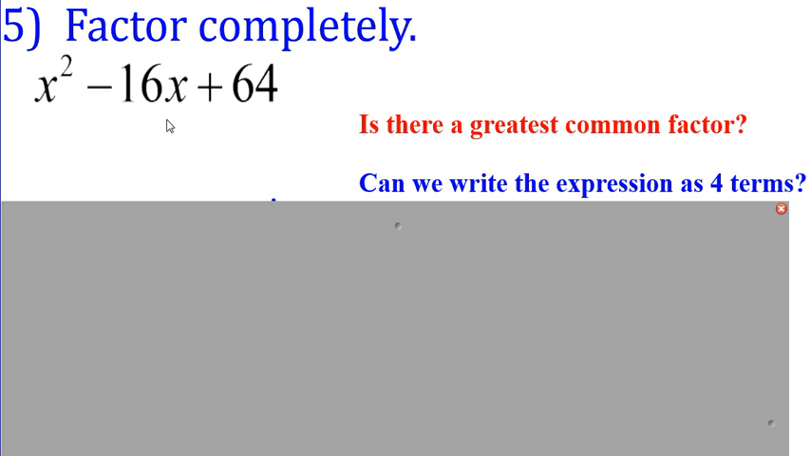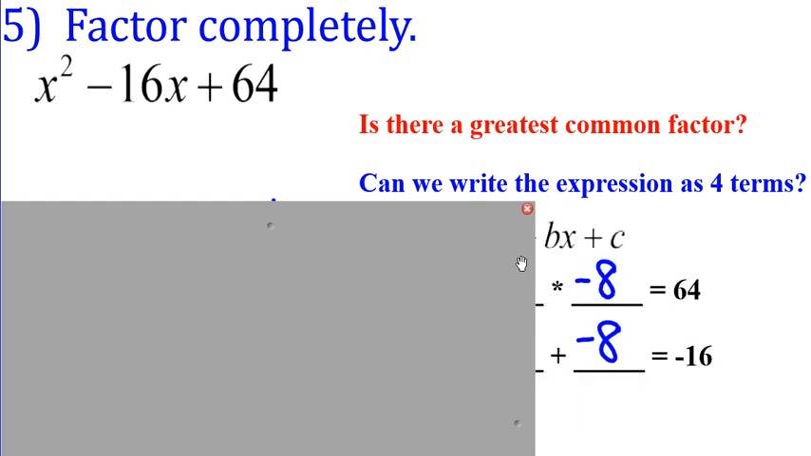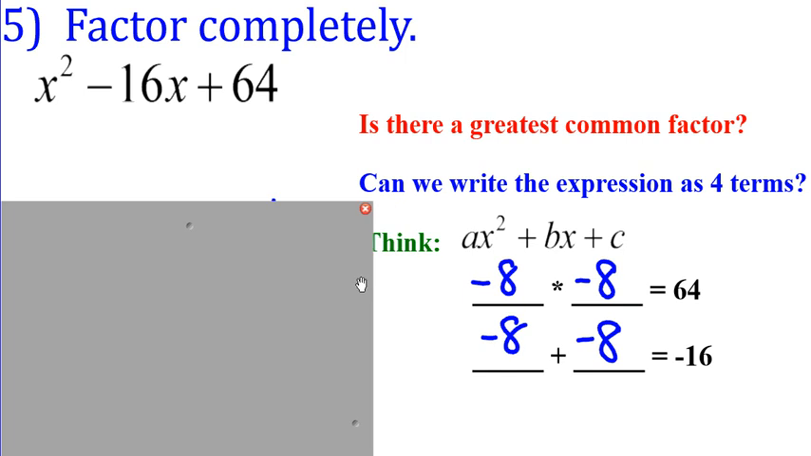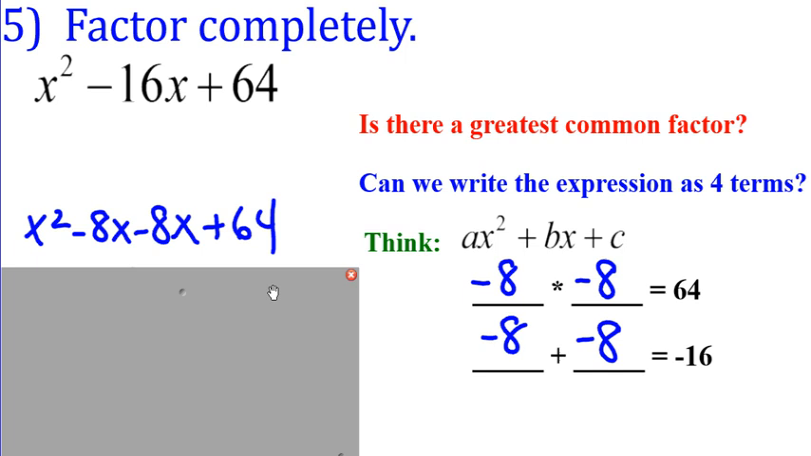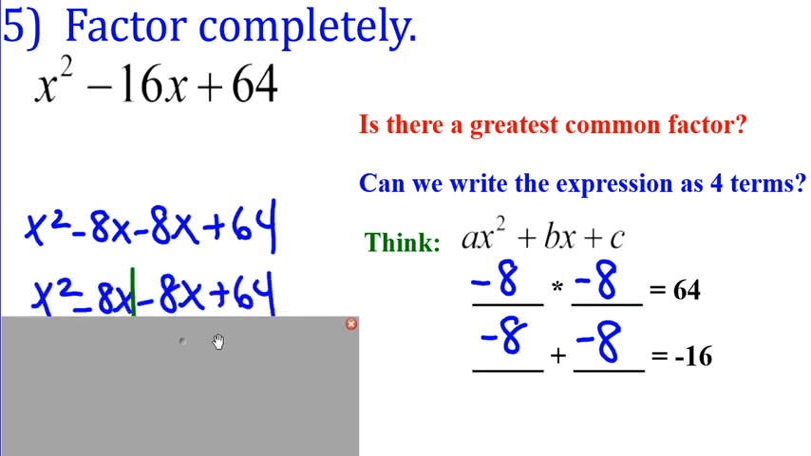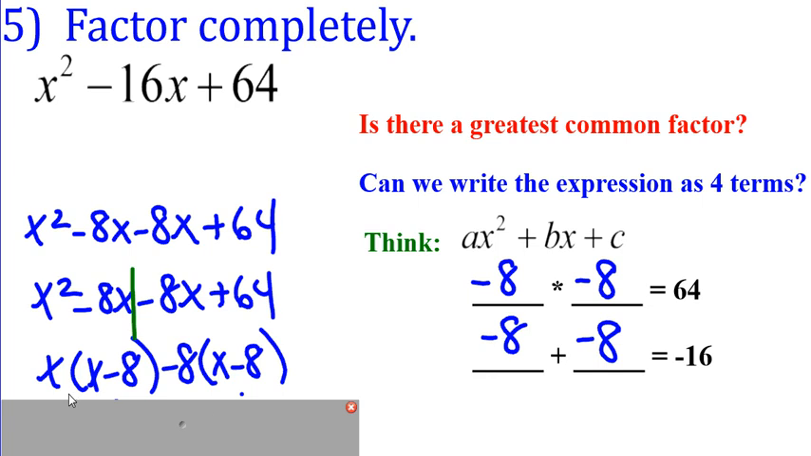Thinking of the factors of 64, I can use an 8 and an 8. And if both of those 8s are negative, they'll add to give me the negative 16 that I need. And also, if they're both negative, they'll multiply to give me the positive 64. Therefore, I can rewrite this as the 4 terms, x squared minus 8x minus 8x plus 64. We like having the 4 terms because we can split them into pairs and see what we can divide out from each. Our first pair, we can divide out an x. Our second pair, we could divide out a negative 8. Therefore, we would be left with x times x minus 8 and negative 8 times x minus 8.